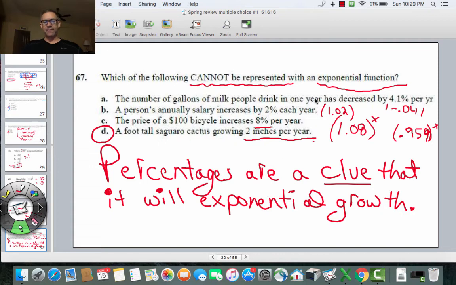All of these that have percentages are exponential functions. The saguaro cactus growing at a constant rate of 2 inches per year is a linear function. So that's what you want to look for here. Exponentials have percentages, and linears just go up or down by a constant amount.